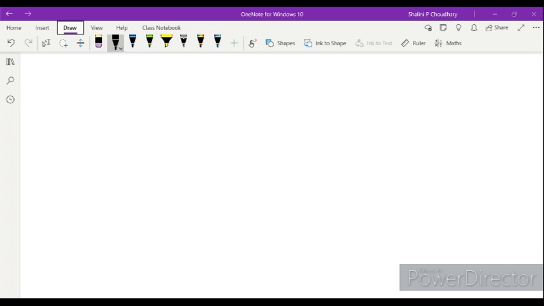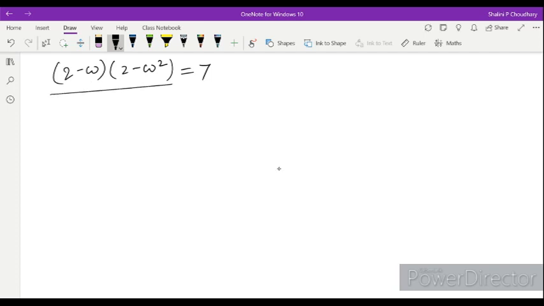Today we'll do sums based on cube root of unity, that is complex number. Okay, now our first question. So our first question is given (2 minus omega) into (2 minus omega square) is equal to 7. So we have to show that this is equal to this.